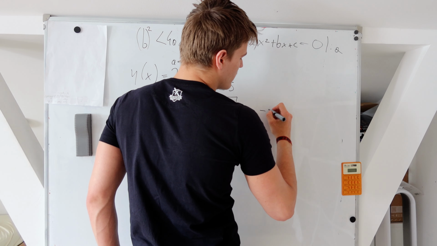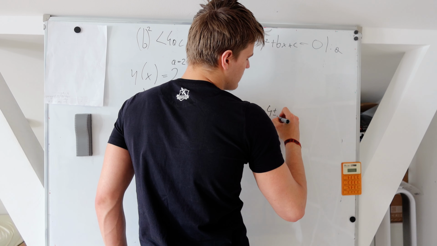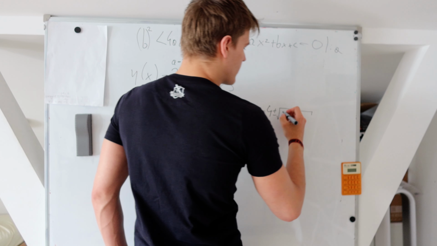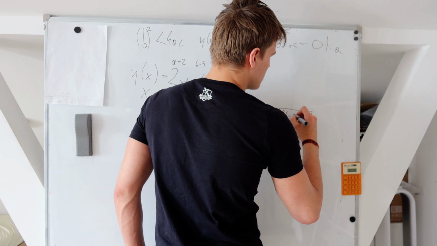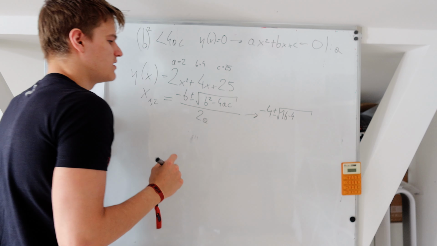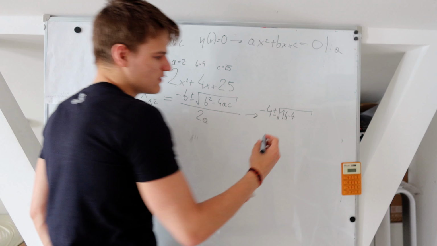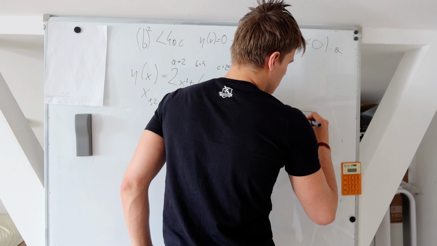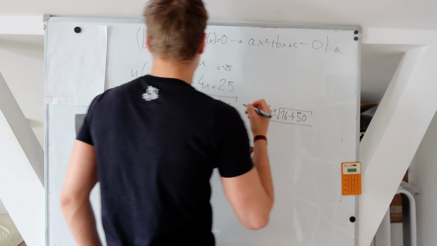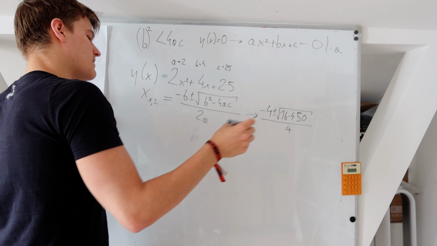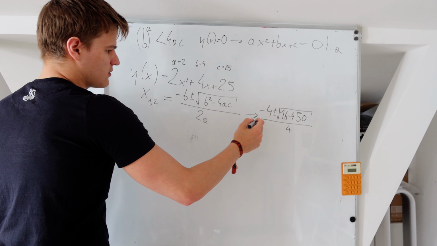So we have minus 4 plus or minus square root of B squared, which is 4 squared, which is just 16, right? Minus 4 times A, which is 2, times 25. So 2 times 25 is 50. Minus 4 times 50, all over 2A, which is 2 times 2, which is 4. Great. Now, let's just put it here.